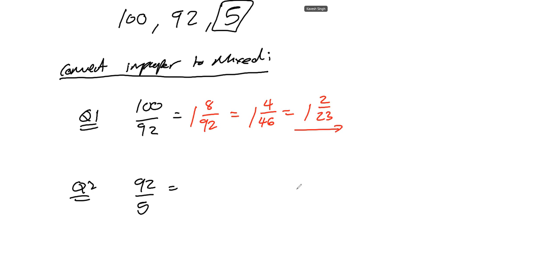The next one, I could use short division. So take 5 and divide it into 92. So 5 goes into 9 once, remainder 4, and 5 goes into 42. 5 times 8 is 40, so the remainder is going to be 2. So this goes into here 18 times, and the remainder is 2 over 5. And that's the two answers over there.